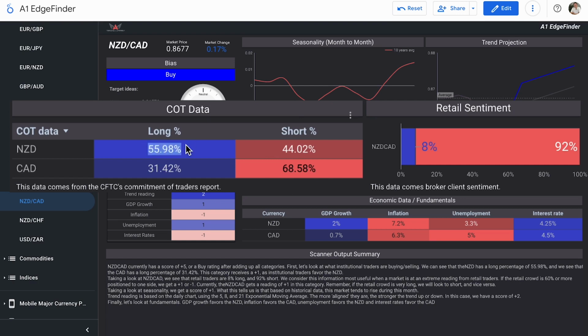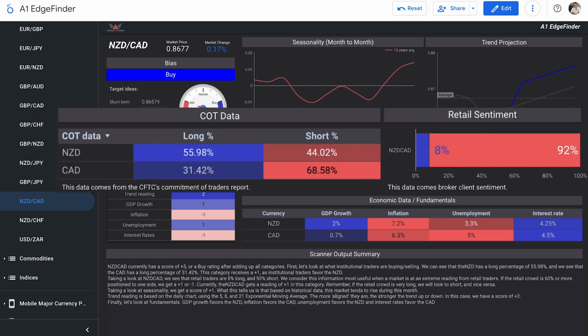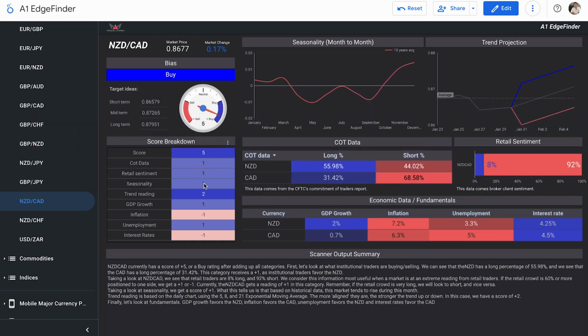So that way it's clear and obvious which way institutional traders are leaning on the asset. So very slight favoritism here, only 6% above 50-50 when you look at it like that. So yes, technically institutional traders, slight favoritism on the long side for the New Zealand dollar, but clearly favored short on the Canadian dollar. Retail sentiment, on the other hand, 92% short from retail traders, only 8% long. So retail traders heavily favored short on NZD CAD. Our seasonality is a score of +1.